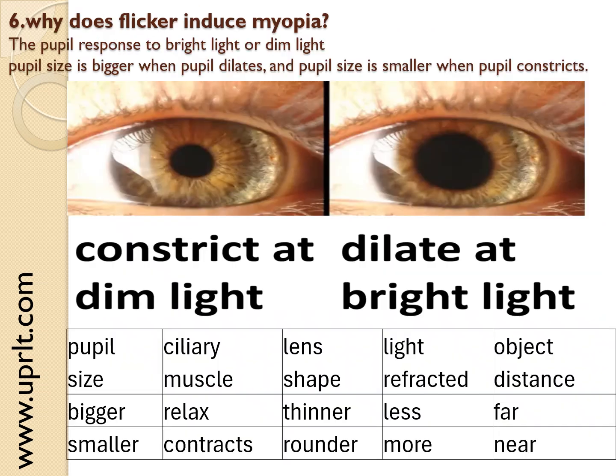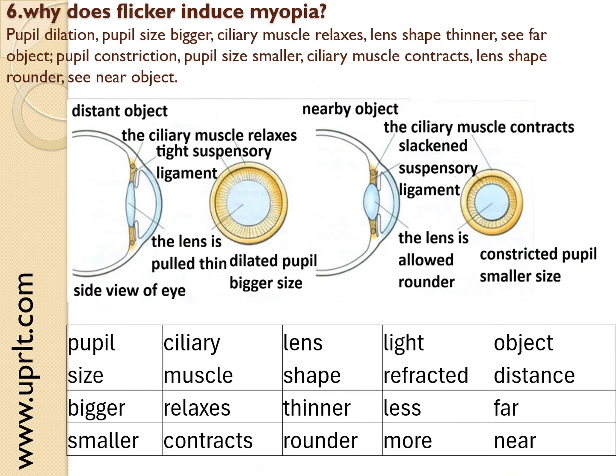Let's find the reason why the flicker will induce myopia. The pupil responds to bright light or dim light. You can see the pupil constricted in bright light, dilated in dim light. At pupil dilation, pupil size is bigger, ciliary muscle relaxes, lens shape thinner, so it can see far objects. At pupil constriction, pupil size is smaller, ciliary muscle contracts, lens shape rounder, so it can see near objects.